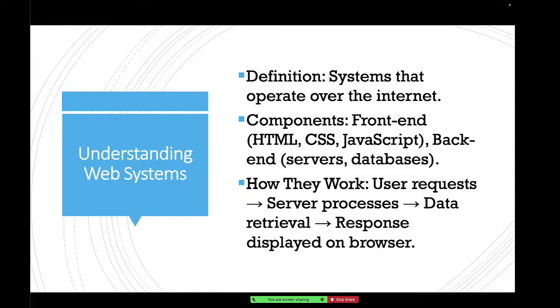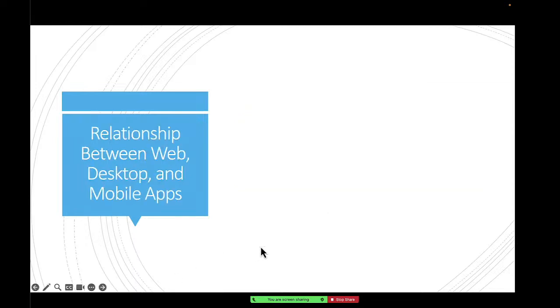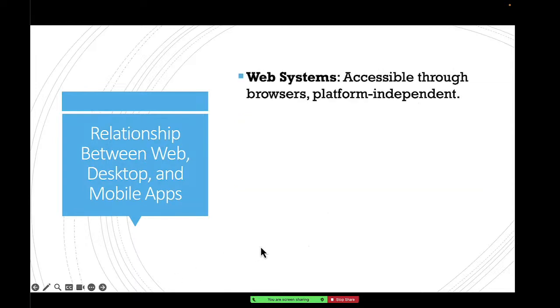So basically, that is how web systems work. If you see a system that has characteristics of what we have just talked about in this slide, then just know that it is basically a web-based system or a web system. So what is the relationship between a web system, a desktop application and a mobile application? Let us disintegrate them here.